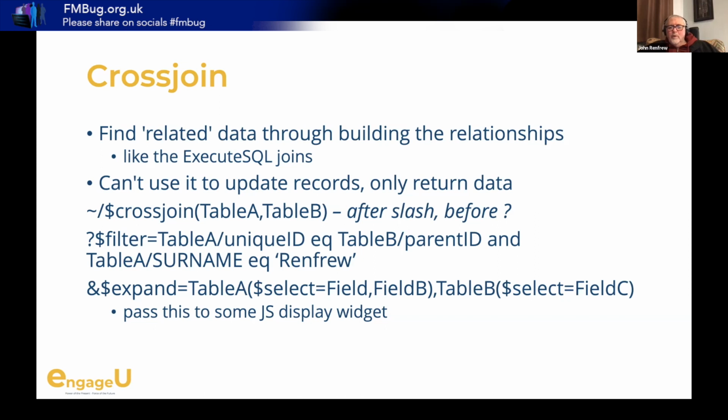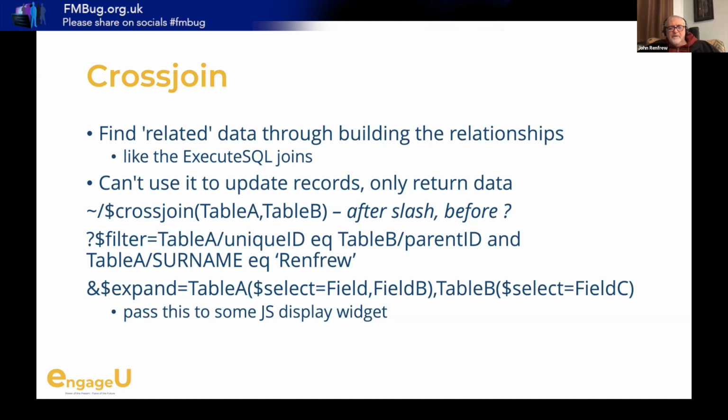So what I'm going to walk through, and it kind of works backwards here. What I'd like to find is something where in this table, the unique ID relates to some parent ID foreign key in that table over there, and where in this table, the surname, in this case, is my surname.